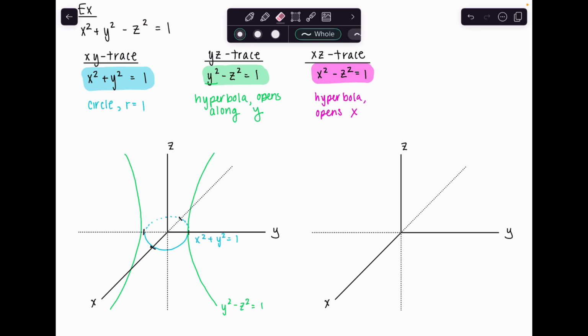Now we've got our xz trace, so we ignore the y-axis. And again, my parabola should be hugging the x-axis. So moving 1 in each direction still puts me at the endpoints of that circle. And you can see this is why it's a little strange. We've got the piece in the front, and then we've got the hyperbola in the back.